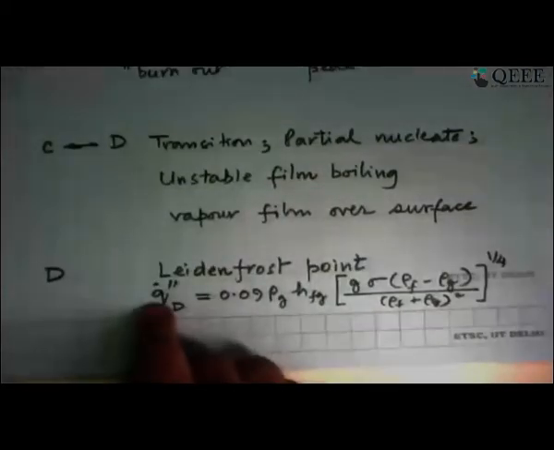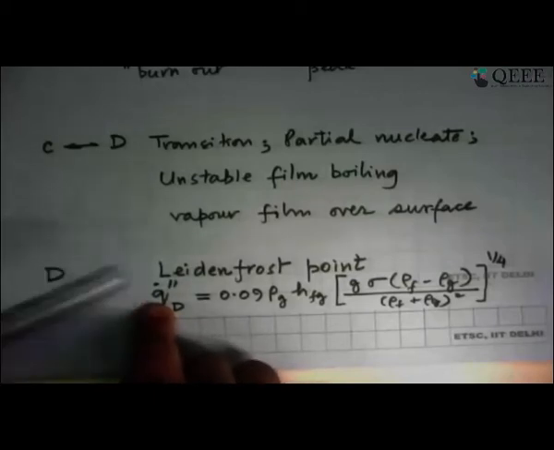the Leidenfrost heat transfer flux is fixed. And from there you can then work out what is the temperature difference at which this will happen. So this is the expression for the Leidenfrost point. The C to D, which was the transition point, is partially nucleate and then finally it becomes an unstable film boiling. That is what I just explained. And D was the minimum point.